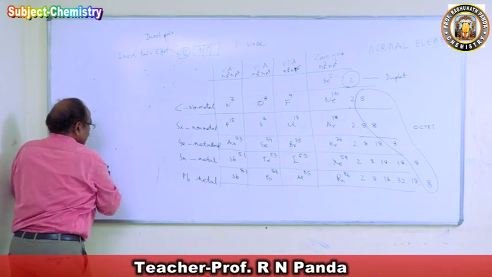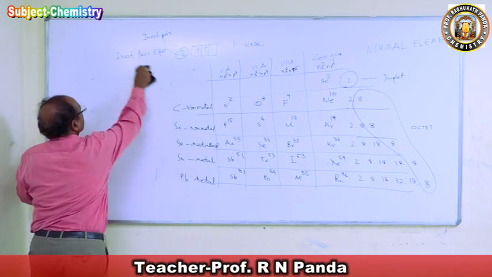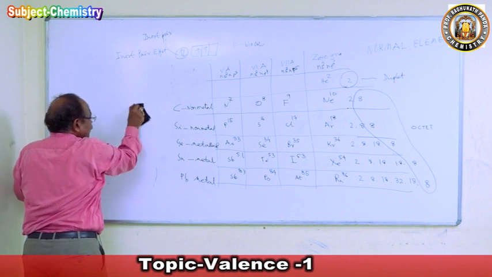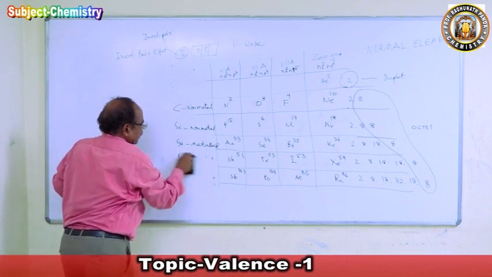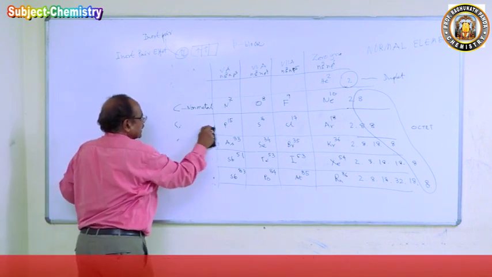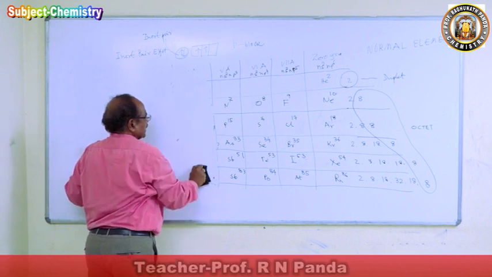This is not variable valency, children. Don't say they are variable valency. That is not variable valency; it is called more than one valency state that they exhibit.